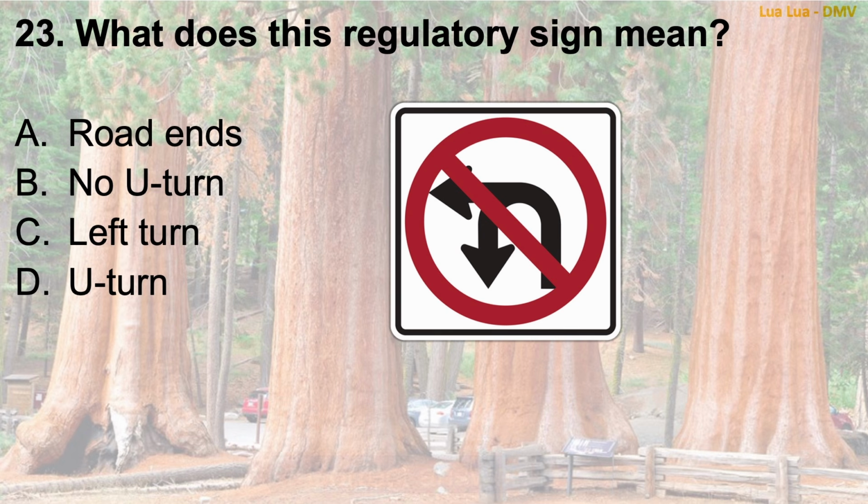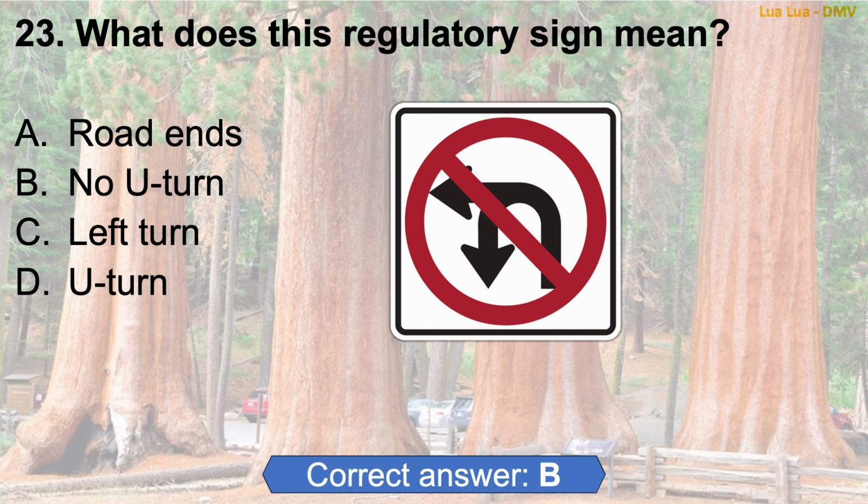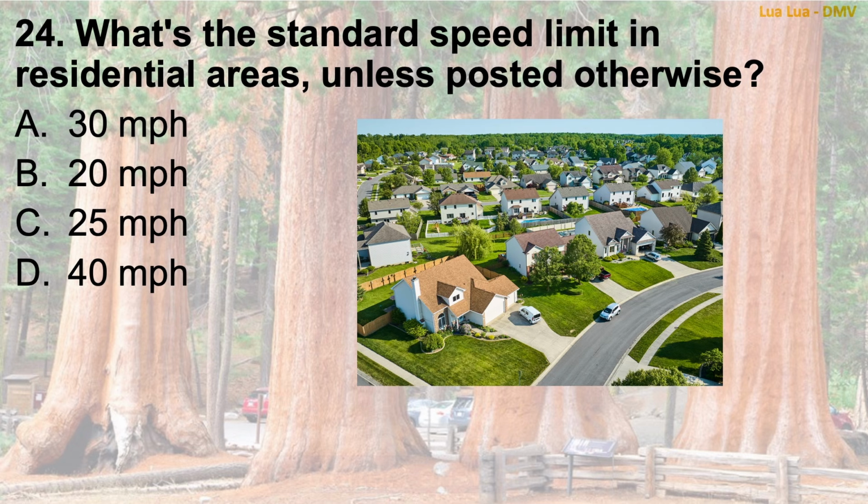Question 23. What does this regulatory sign mean? A. Road ends. B. No U-turn. C. Left turn. D. U-turn. The correct answer is B. No U-turn.